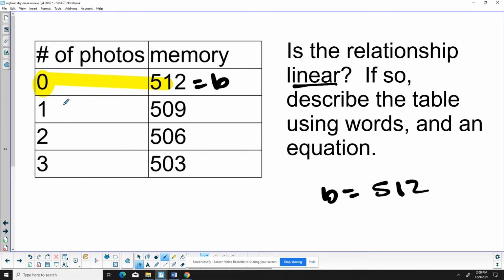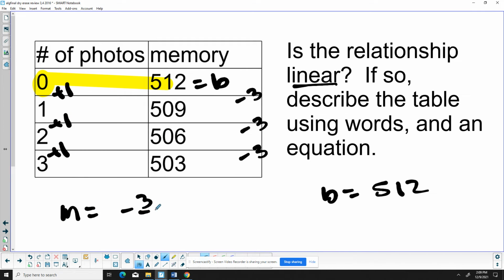And then it looks like as I take pictures, more of the memory is used. So each picture, it looks like it's using, because this is going down by 3 each time, and the photos are going up by 1. So my slope is -3/1. So my equation is -3x + 512. 512 is the starting point, and I'm using 3 units of memory, whatever those are, because it doesn't tell me, for every picture. So that's my equation.